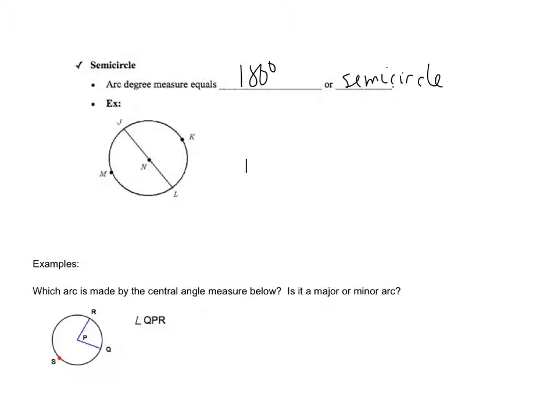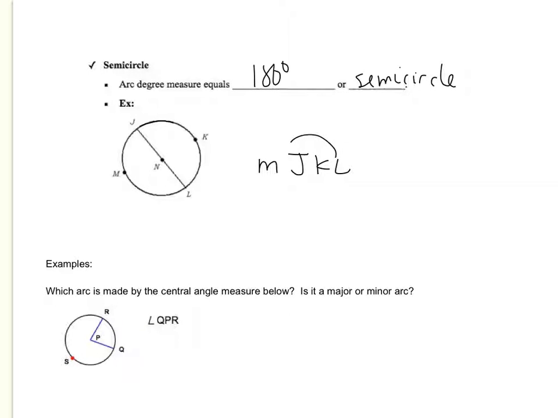So in this example, I could say the arc MKL, which is this arc, is going to be 180 degrees. At the same time, I also know the arc the other direction, which is also a semicircle, JML, will also equal 180 degrees.